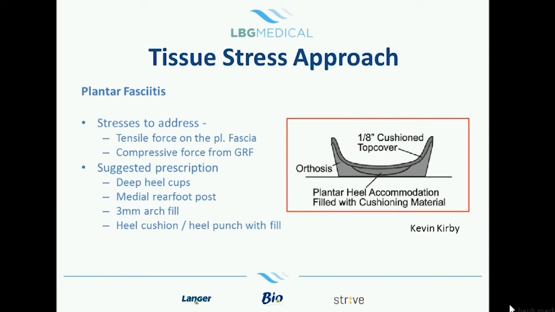Now, I've just added a couple of extra little examples here, with illustrations I've taken from Kevin Kirby. So these are just a suggested rationale for prescribing if you follow a tissue stress approach to your assessment. And it's quite a good way of doing it, really, because it makes you think about what you're trying to achieve rather than just getting fixated on stopping pronation. So I've picked a good old favourite here that a lot of us see quite often, the plantar fasciitis or plantar fasciosis, whatever you want to call it.